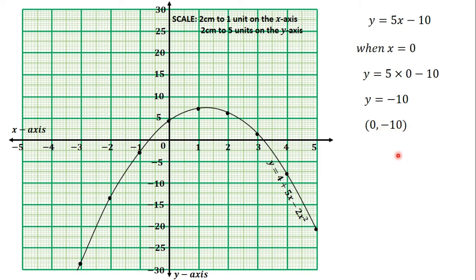We will need another point. So let's make another assumption for x. When x is equal to 4, y will be equal to 5 times 4 minus 10. 5 times 4 is 20. 20 minus 10 is 10. So when x is equal to 4, y is equal to 10. So our second point is 4, 10.